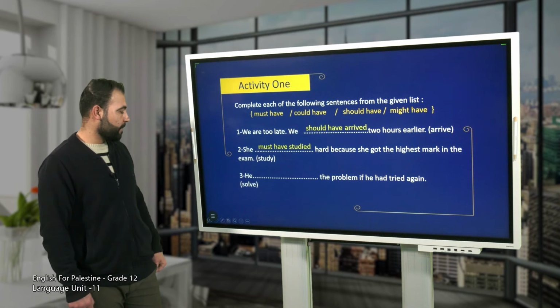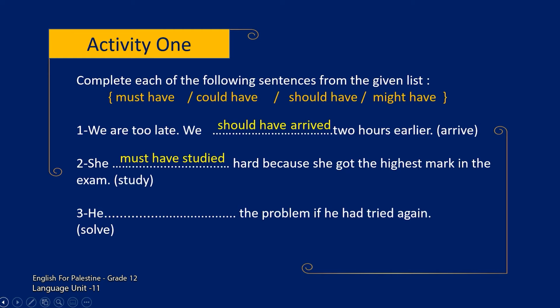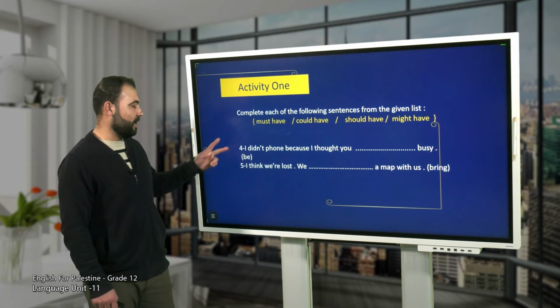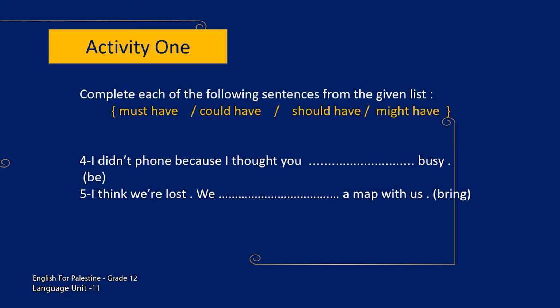Sentence number 3. He blank the problem, if he had tried again. He could have solved the problem if he had tried again. Let's continue with activity 1, and we have 2 sentences. Please take a minute and try to do them.